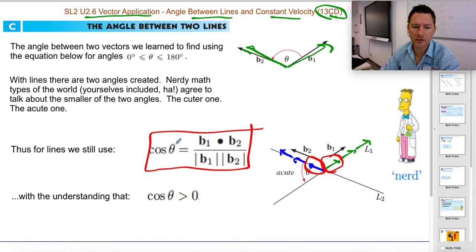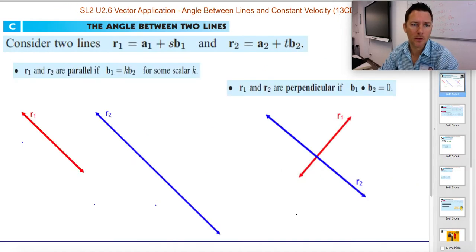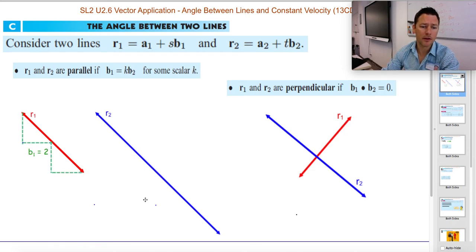When we use this, you'll take the inverse cosine and you'll find an angle theta. We've decided that when we talk about the angle between lines, we're going to talk about the acute angle, just FYI.